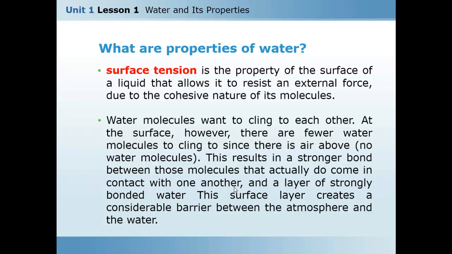What is the meaning of surface tension? It is a property of the surface of the liquid that allows it to resist an external force due to the cohesive nature of its molecules. Water molecules want to cling to each other at the surface. There are fewer water molecules since there is air above the water molecules. This results in a strong bond between these molecules. Okay, that's all in the surface tension.